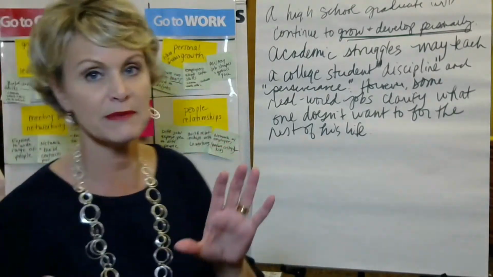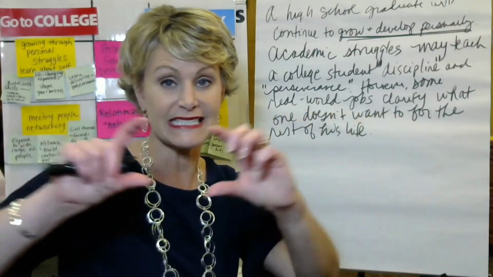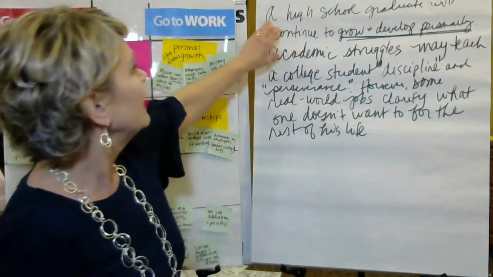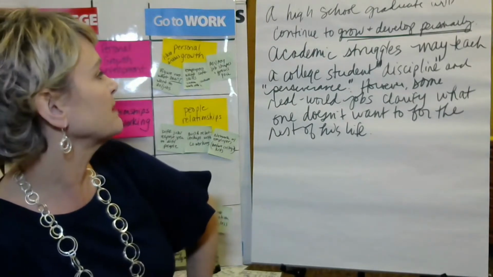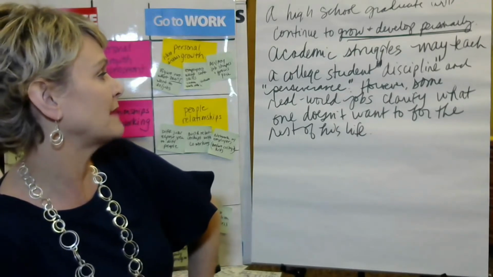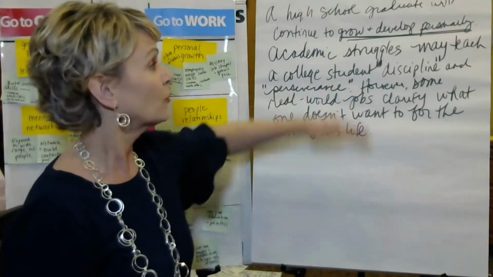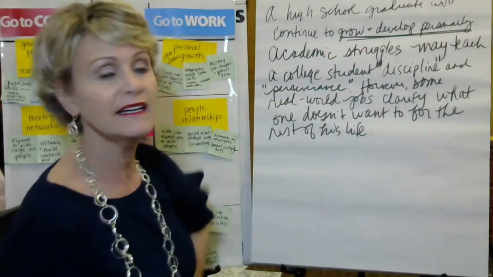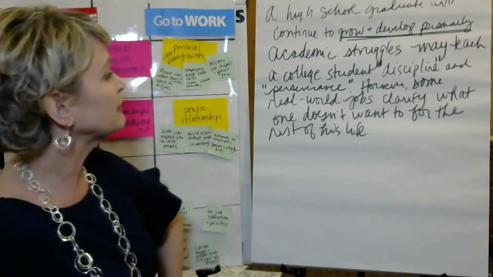in this paragraph. Because remember, paragraphs not only need a common category, but you need similarities and differences in that paragraph. A high school graduate will continue to grow and develop personally. Academic struggles may teach a college student discipline and perseverance. However, some real-world jobs clarify what one doesn't want to do for the rest of his life. So we're growing, we're learning from being on the job, or we're growing and learning personally from being at school.